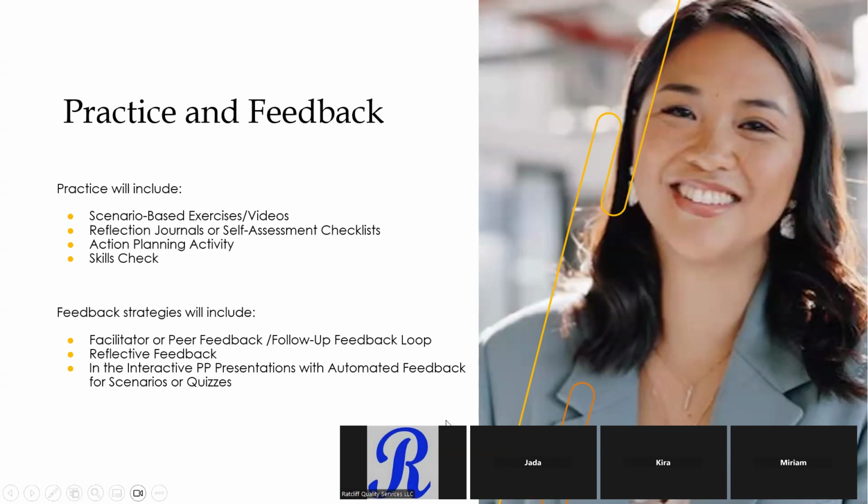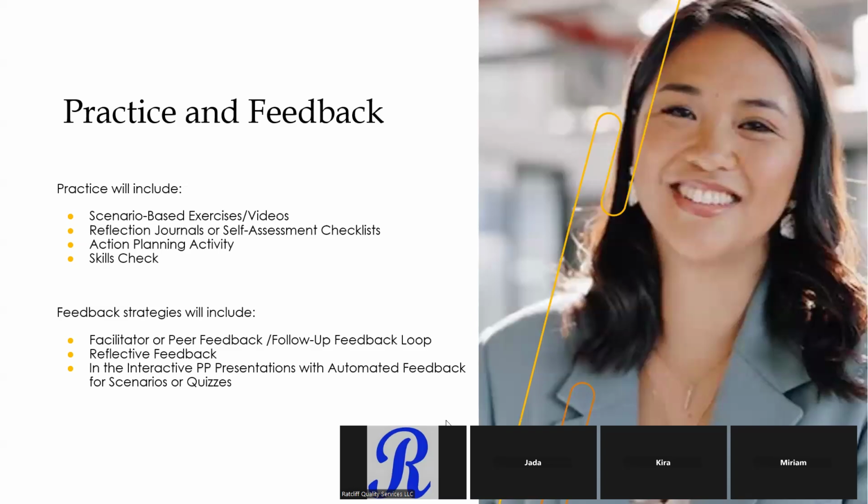Practice and feedback. How we will practice it will include scenario-based exercises and videos, as Miriam stated, in short scenarios of 2 to 3 to 4 minutes, reflection journals or self-assessment checklists that you will constantly do every day, action planning activities where you're interacting with each other in groups, and skills checks where you're actually learning and using these coping techniques every day to help cope with your stress.